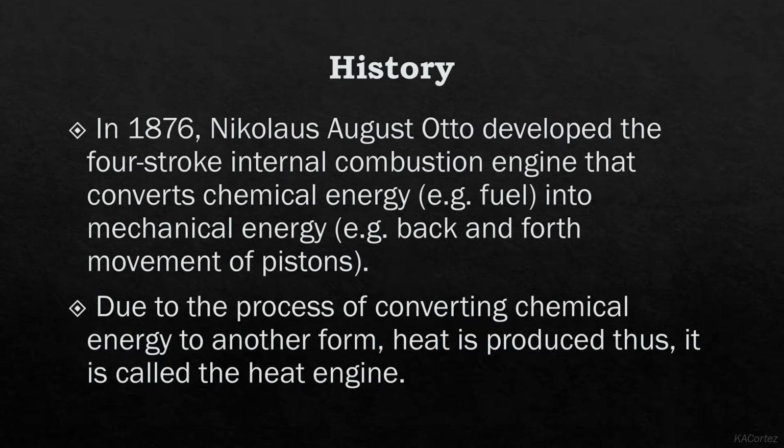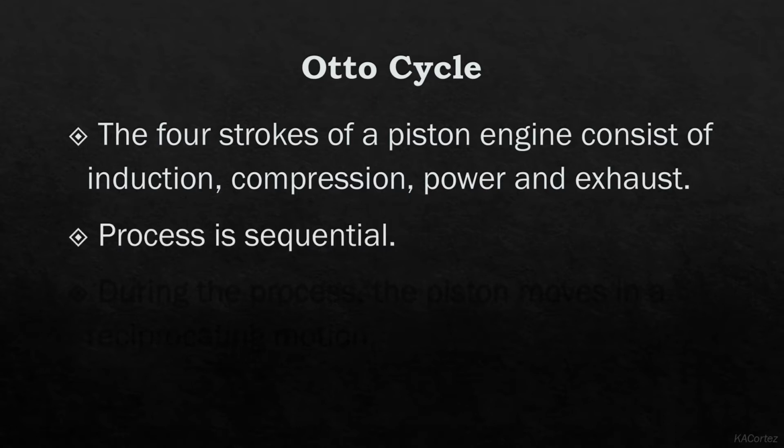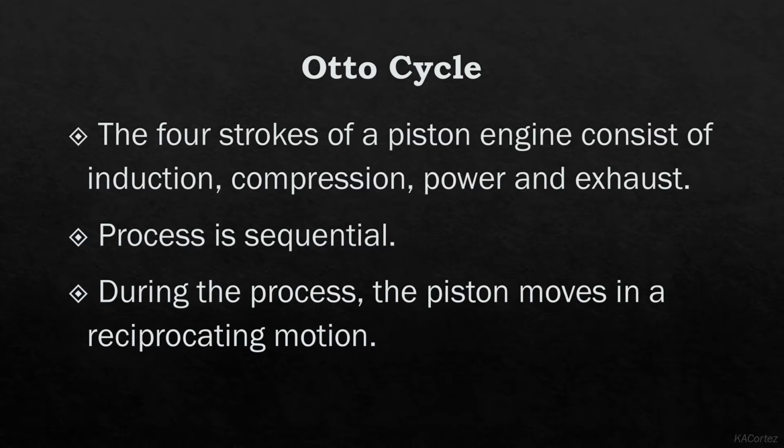Heat engine is a device that produces power from heat generated during chemical reaction, while air is the working medium capable of changes in volume and pressure when subjected to an increase in temperature caused by combustion. The four strokes of a piston engine consist of induction, compression, power, and exhaust, which is also known as Otto cycle. It is a sequential process that takes place one after another, wherein each stroke is distinct and separate. The piston moves in a reciprocating motion within the cylinder.